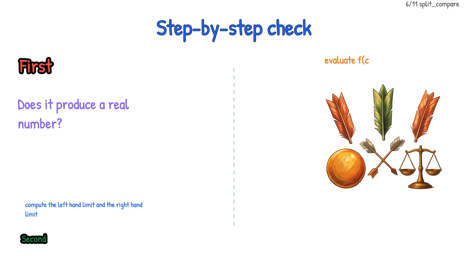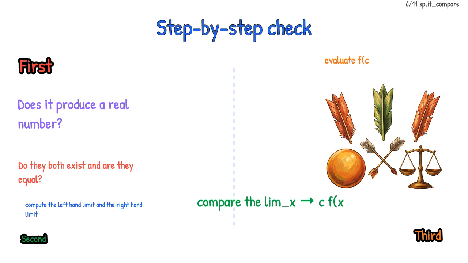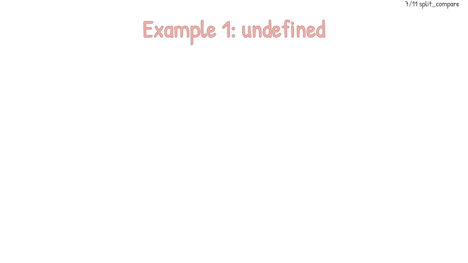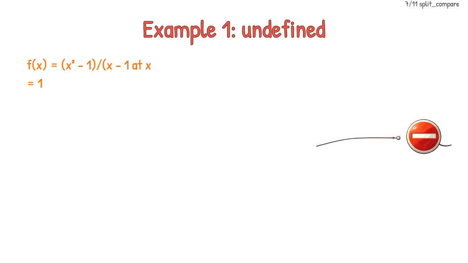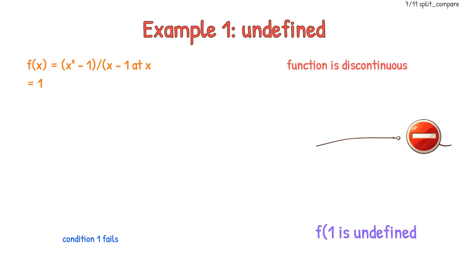Second, compute the left-hand limit and the right-hand limit. Do they both exist and are they equal? If not, discontinuous. Third, compare the limit of f(x) as x approaches c with f(c). Are they identical? If not, discontinuous. Consider an example. f(x) = (x² − 1)/(x − 1) at x = 1. f(1) is undefined because the denominator becomes 0. So condition 1 fails and the function is discontinuous.